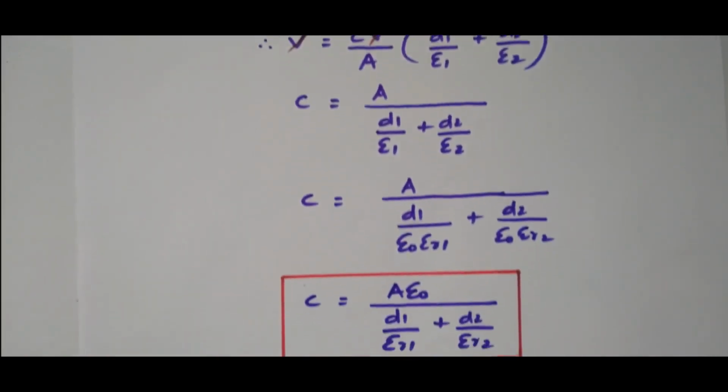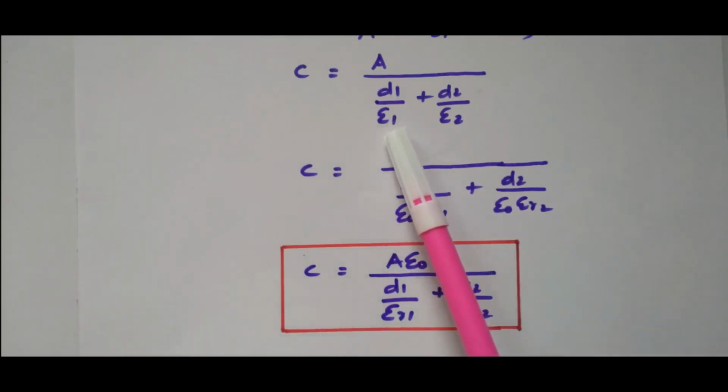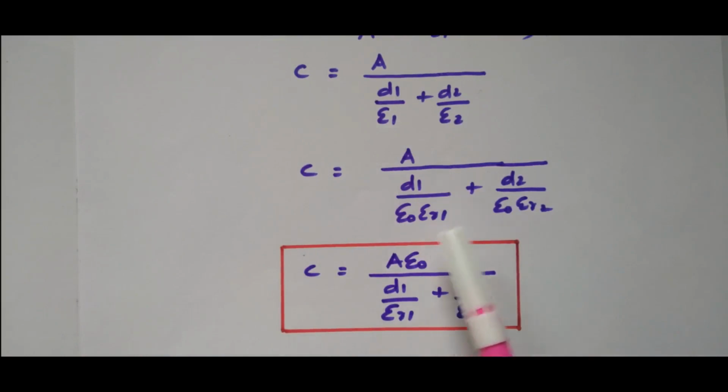Now epsilon 1 can be written as epsilon naught into epsilon R1. Similarly, epsilon 2 is epsilon naught into epsilon R2, that is absolute permittivity and relative permittivity. Since the absolute permittivity is common, and the relative permittivity depends upon the material, the first dielectric and the second dielectric, right? So this epsilon naught can be taken common. It is available in both terms, so 1 divided by epsilon naught goes into the numerator, so that C equal to A epsilon naught divided by (D1 divided by epsilon R1 plus D2 divided by epsilon R2), right? So this is the expression for capacitance with two different dielectric materials.